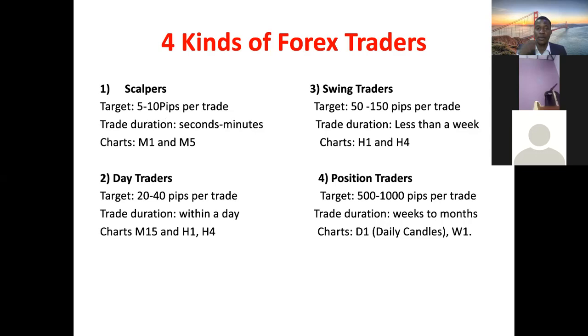So, for example, your lot size is $10 per pip. That means if the market moves 5 pips, it's going to be times 10. If you make $50, you close it. If you make 10 pips, it's going to be $100. But once you make $100, you close it. So you trade within a very short period of time and you go out of the market.